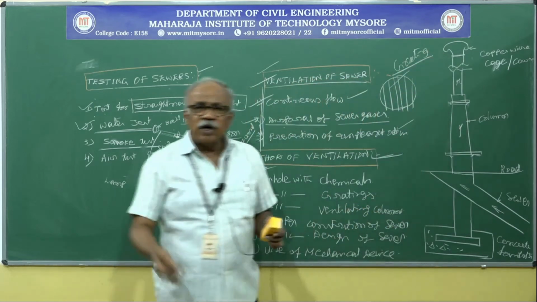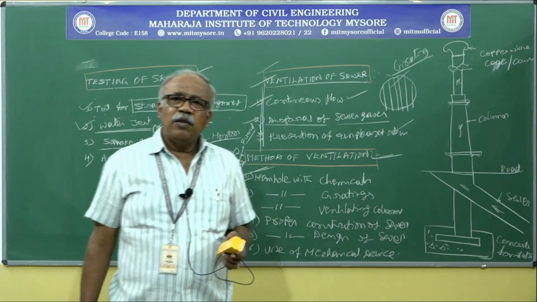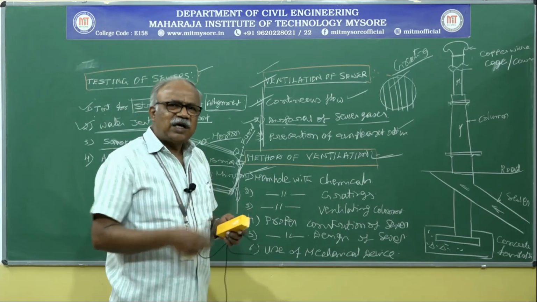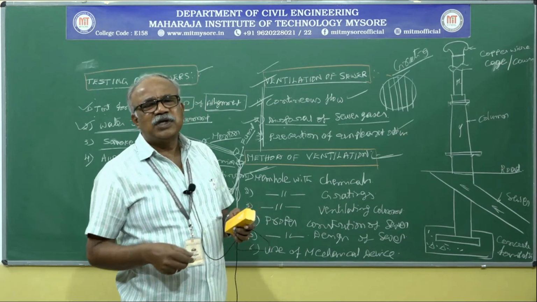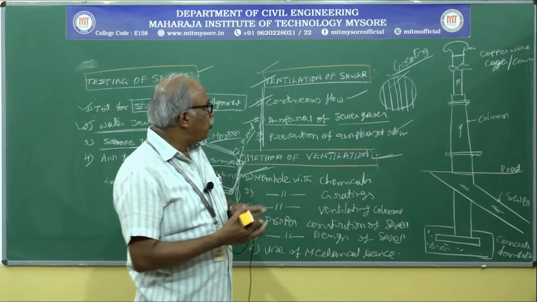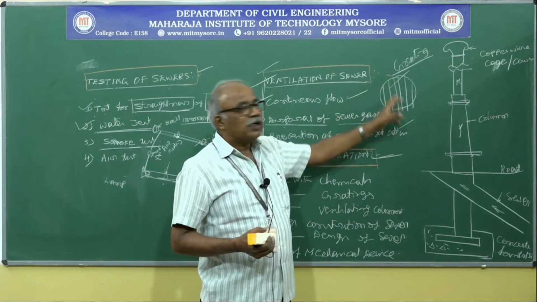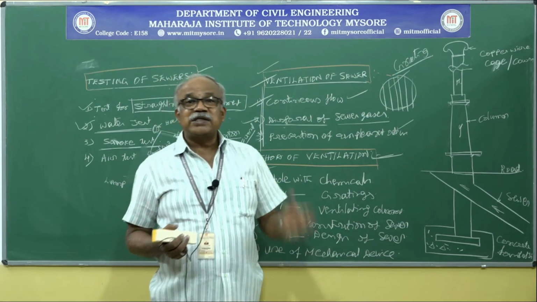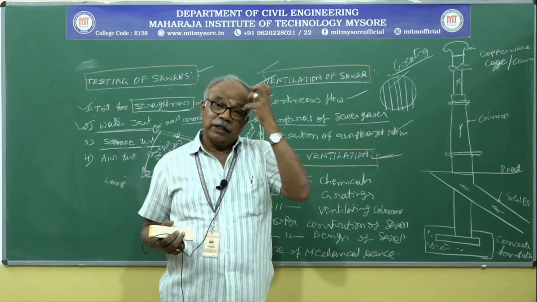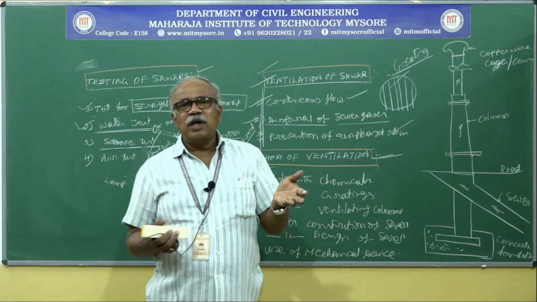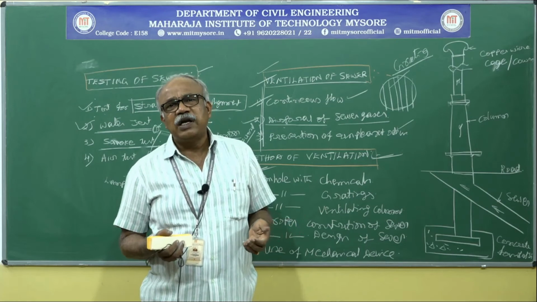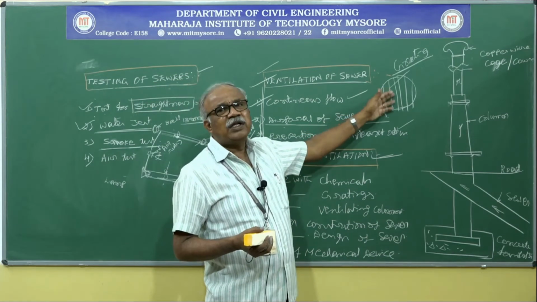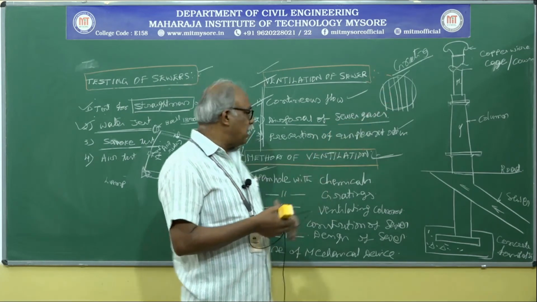Even in your own houses or rented houses, where we construct chambers or inspection chambers, we provide these gratings. They may be made of cast iron or PVC, according to the amount of wastewater generated in individual houses. What is the purpose of providing these gratings?